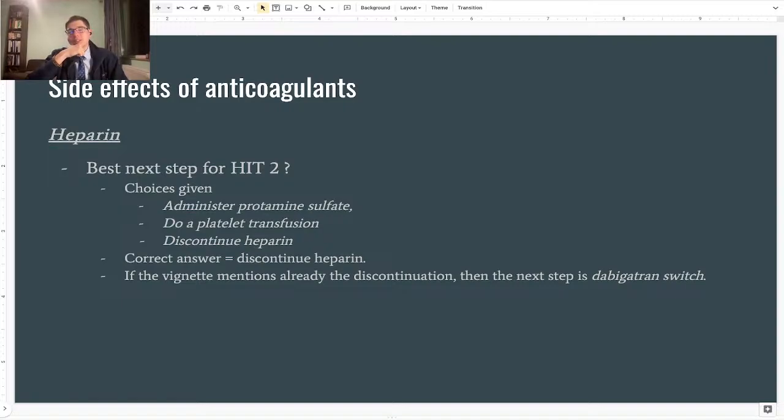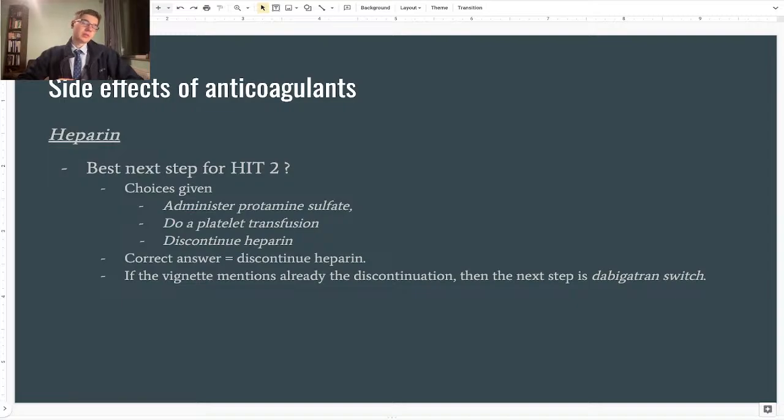Now, let's go for the side effects of anticoagulants. These are drugs tested usually at step 2CK. Now, firstly, for the heparin, the question that is frequently seen is, what is the best next step for HIT type 2?